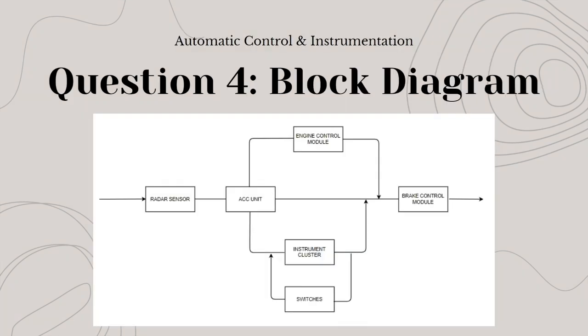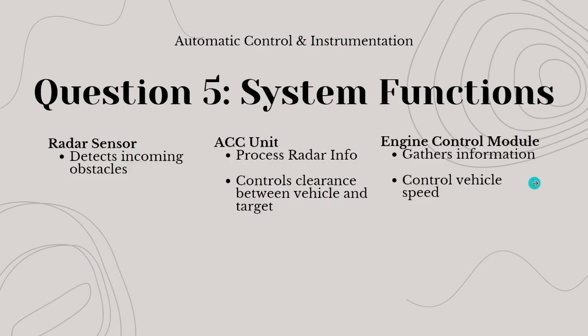Moving on, we'll be taking a look at the block diagram for the ACC control system. Here, as you can see, there are 6 essential components for the system. You have the radar sensor, ACC unit, automatic cruise control unit, engine control module, brake control module, instrument cluster, and switches. Now we'll be taking a look at what each and one of these components do.